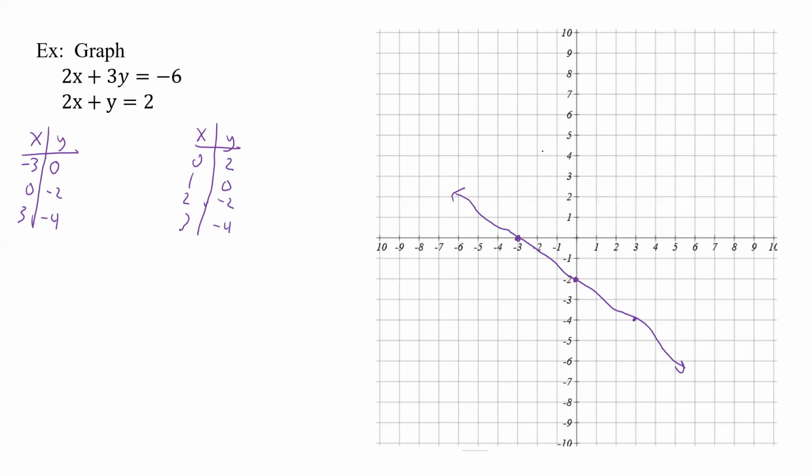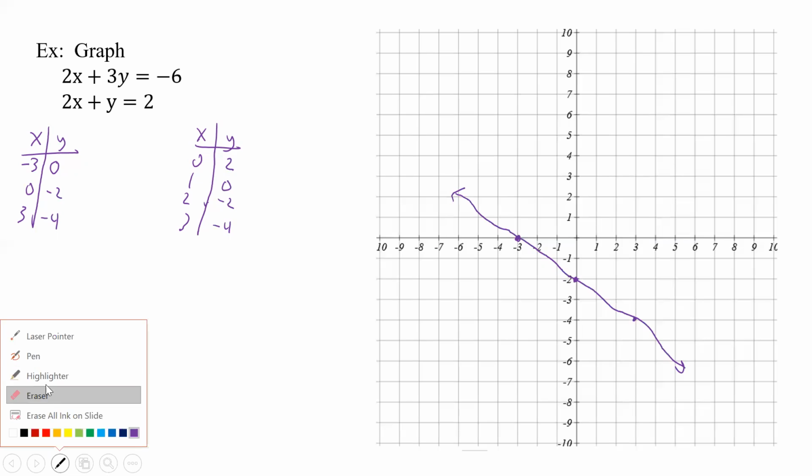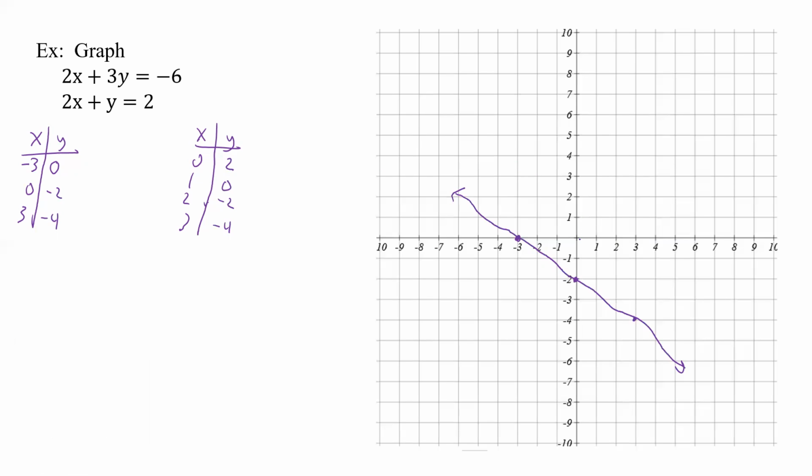And 0, 2. So 0, 2, 1, 0. Wait, 0, 2. Oops, I went the wrong direction there. I went 2, 0. All right, so 0, 2, 1, 0, then 2, minus 2, and then 3, minus 4. So that already looks like it's going to be the point.